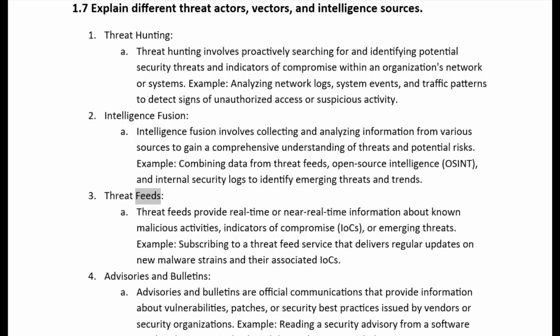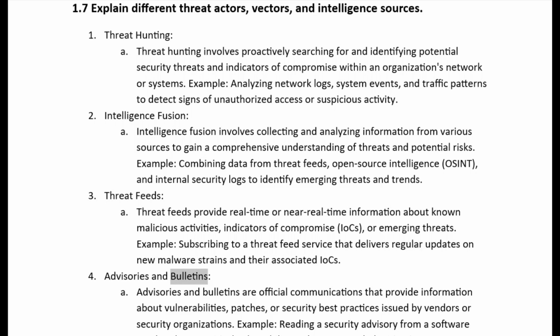Threat feeds. Threat feeds provide real-time or near real-time information about known malicious activities, indicators of compromise (IOCs), or emerging threats. Example: subscribing to a threat feed service that delivers regular updates on new malware strains and their associated IOCs.